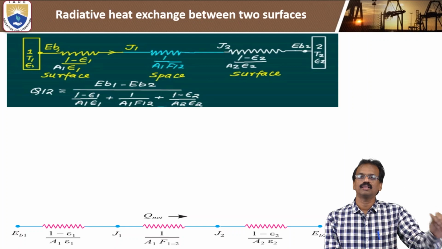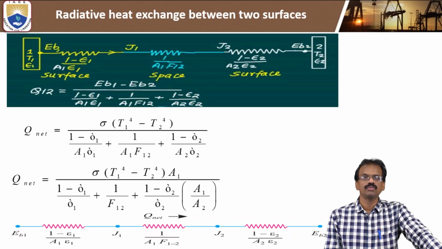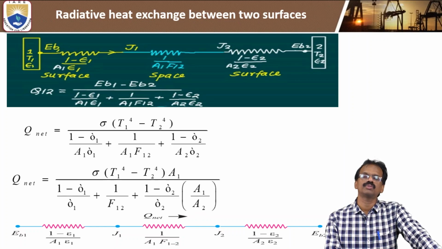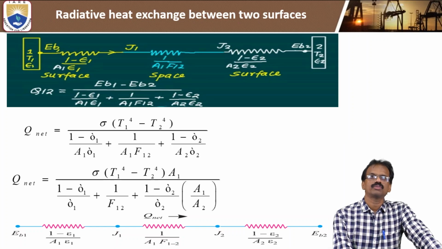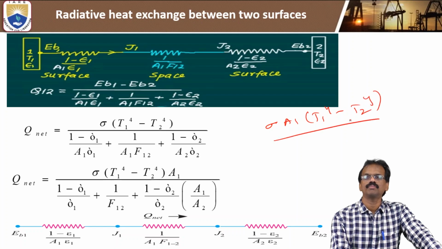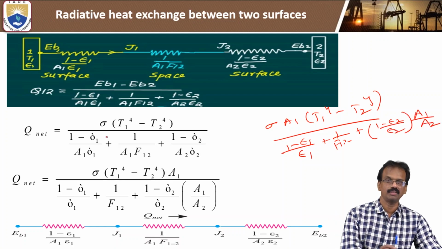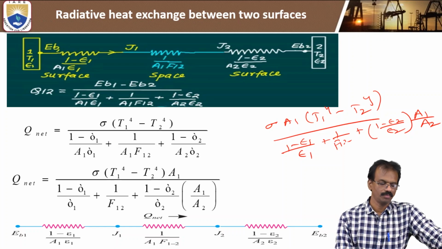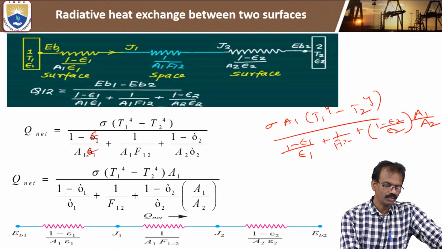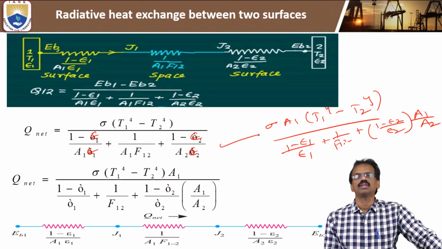In the last class we already discussed the basic formula, Q net, the radiation heat transfer between the two surfaces. Q net is equal to sigma into area A1, T1 to the power of 4 minus T2 to the power of 4, divided by (1 minus epsilon 1) by epsilon 1, plus 1 by F12, plus (1 minus epsilon 2) by epsilon 2 into A1 by A2. Otherwise, it can be written as sigma into (T1 to the power of 4 minus T2 to the power of 4) divided by (1 minus epsilon 1) by (A1 epsilon 1), plus 1 by (A1 F12), plus (1 minus epsilon 2) by (A2 epsilon 2). This is the basic formula we already derived in the previous class.